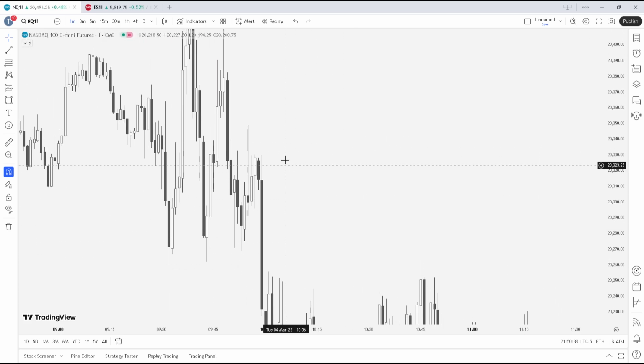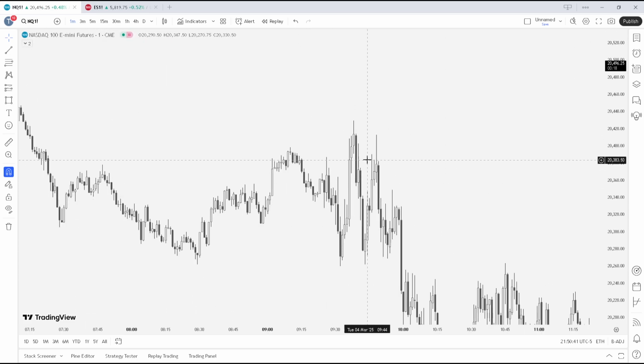And for a bearish example, let's take a look at a good example.